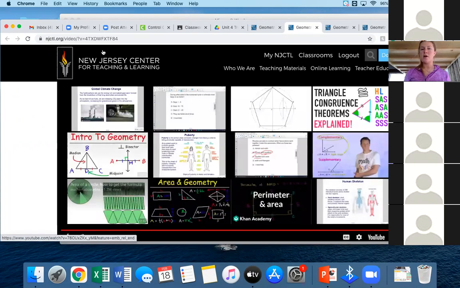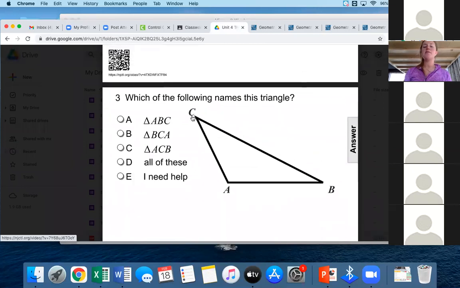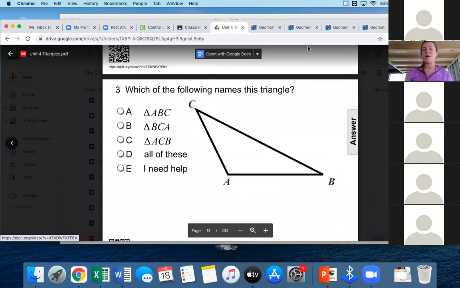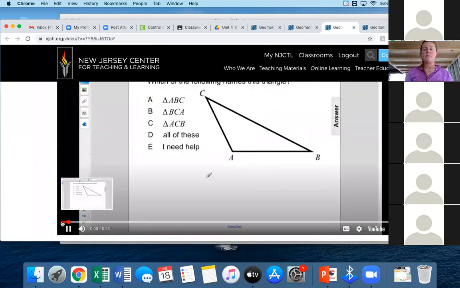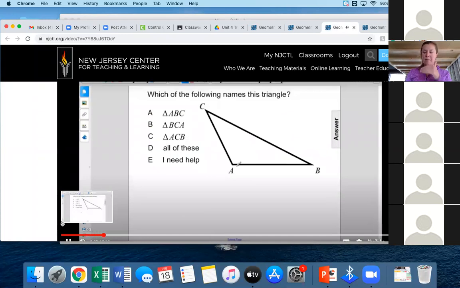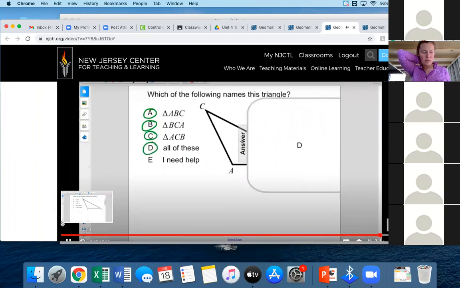All right, questions on that. The third question wants to know which of the following names the triangle. So remember, you can name it with any 3 letters, and order does not matter. Well, we have 3 vertices, A, B, and C, and we can actually name the triangle any order of those 3 vertices. So we could do ABC, we could also do BCA, or ACB. Any order of the vertices will work fine. So the answer is D, all of these.